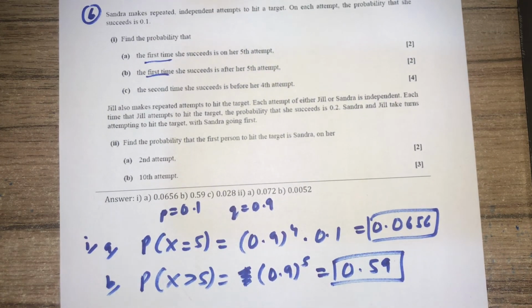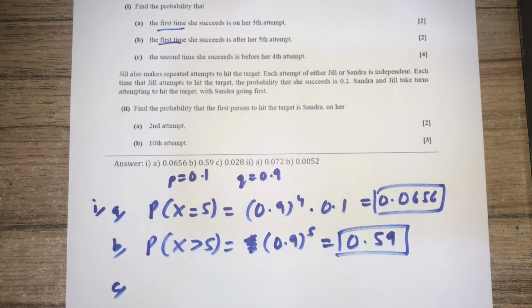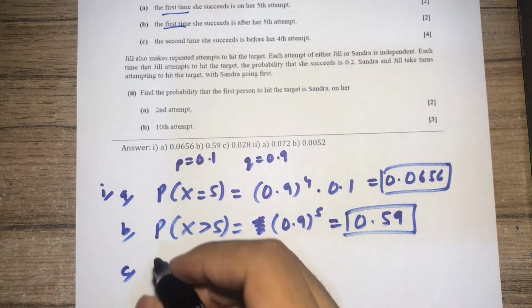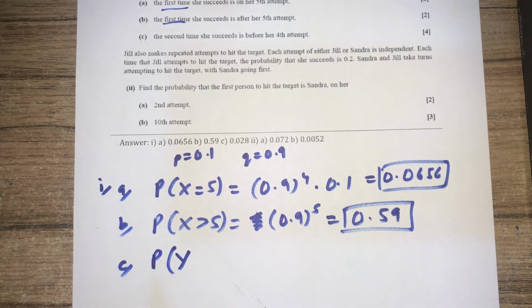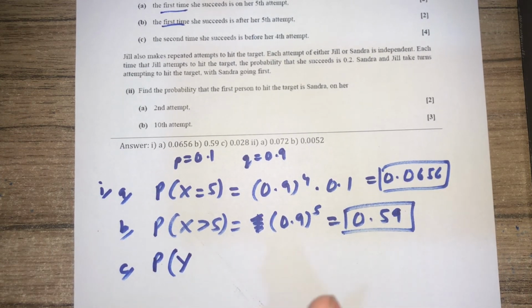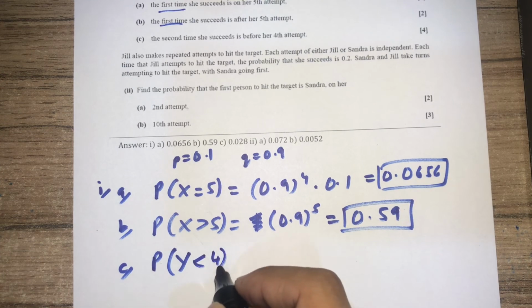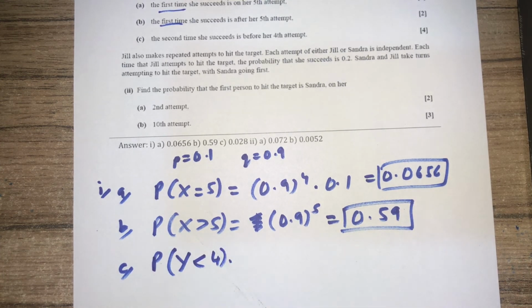Then in part C, they're saying find the probability that the second time she succeeds is before her fourth attempt. So this is a little tricky. Now over here, she has to succeed twice before her fourth attempt, right? So she has to succeed twice in 2 or 3 attempts, because it can't be one attempt. She can't succeed twice in one attempt.